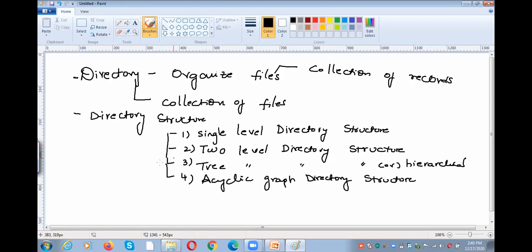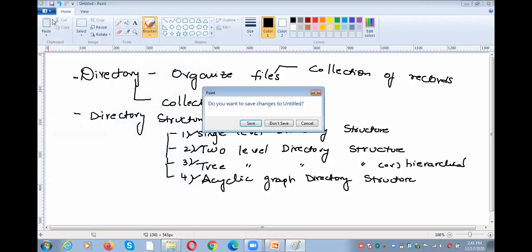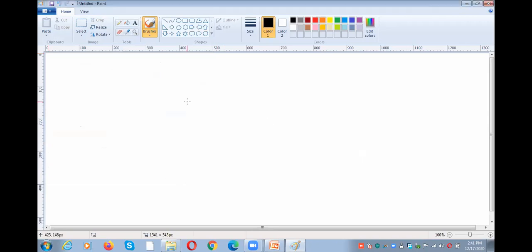First, what is a directory? Directory is a collection of files, for organizing the files. And these are the four varieties of directory structures: single level, two level, three level, and the fourth one is acyclic graph directory structure. So let me explain one after the other. The first variety of directory structure is single level directory structure.